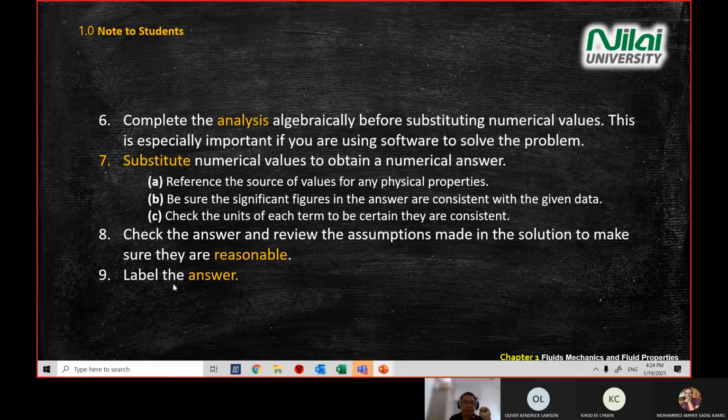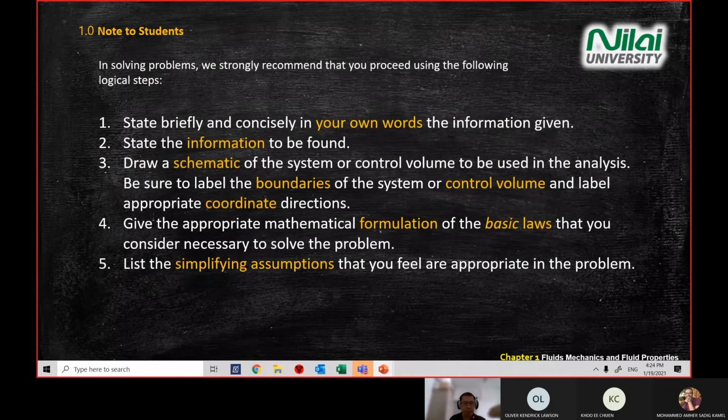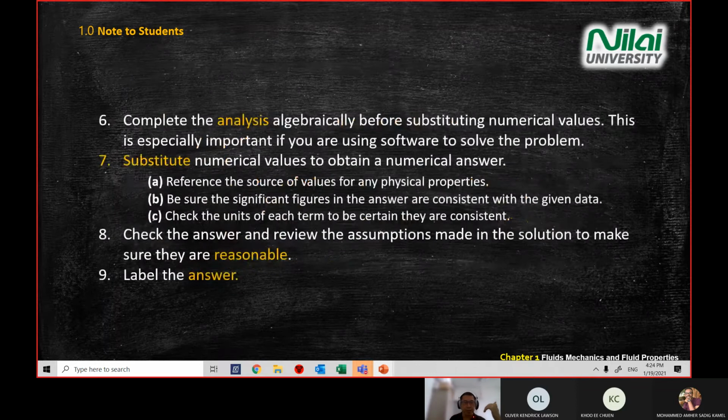Okay, and then label your answer correctly. This will help us to mark your answer. So these are the general rules or suggestions that we give to students when you want to solve a question.